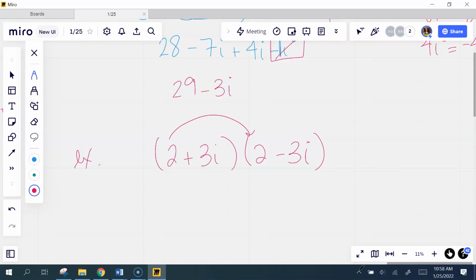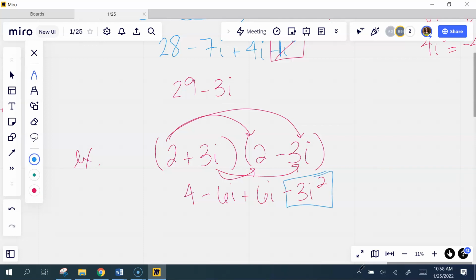2 times 2 is 4. 2 times negative 3i is negative 6i. Positive 6i. Minus 3i squared. This becomes what? Positive 3, right? Drop the i squared, change the sign of the number. Because i squared is what? You're just squaring i.